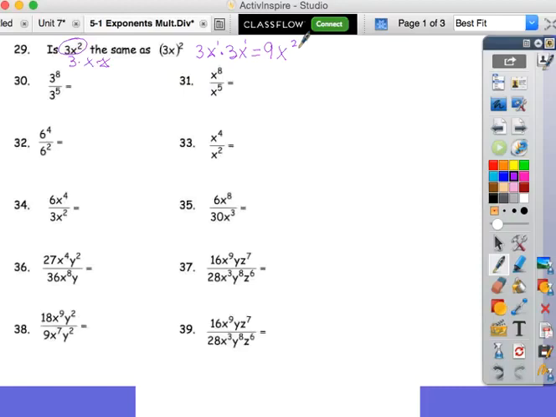Okay? So when we're multiplying, if the bases are the same, we add the exponents. When we're dividing, if the bases are the same, we subtract the exponents. So that's your third rule for today. So somewhere on your paper, write down, when dividing with the same base, subtract the exponents.